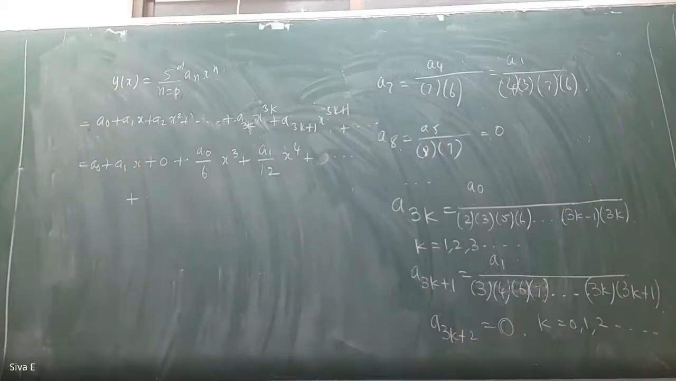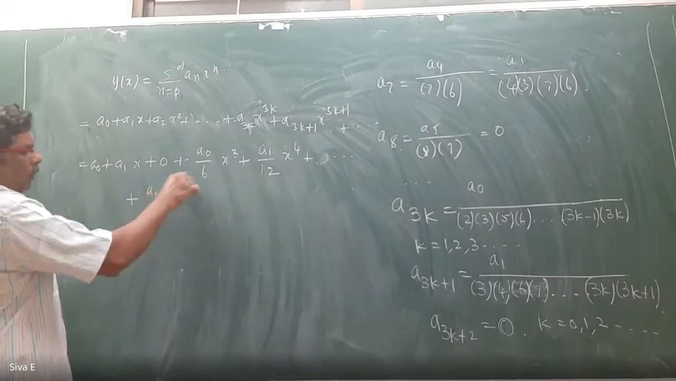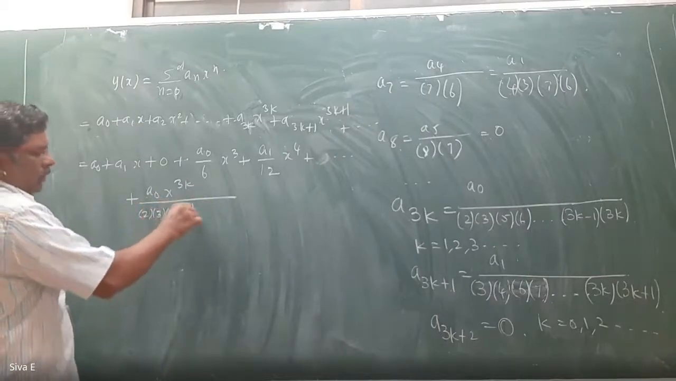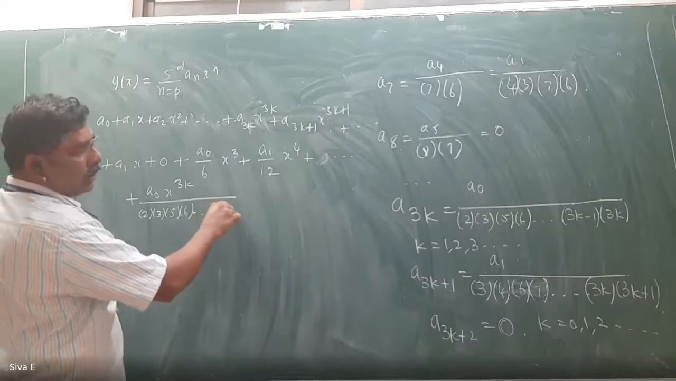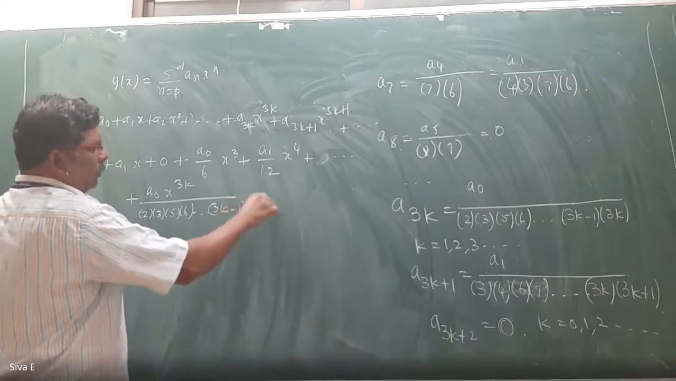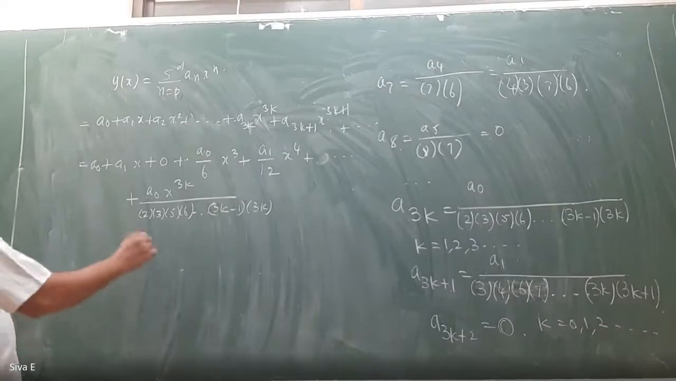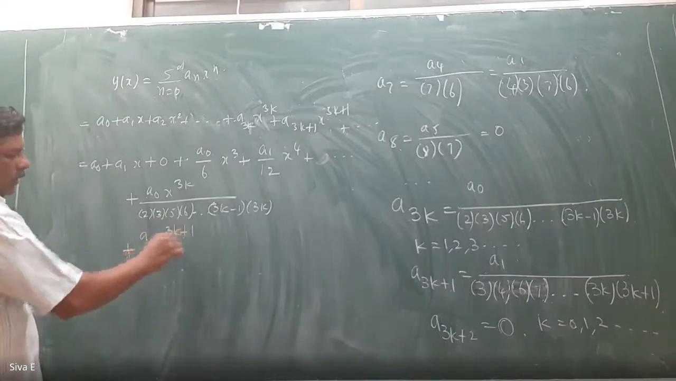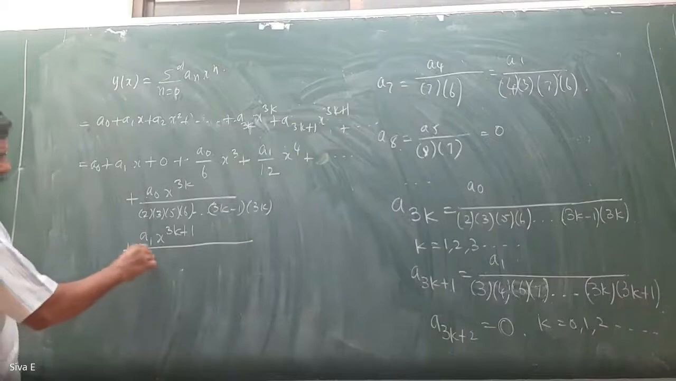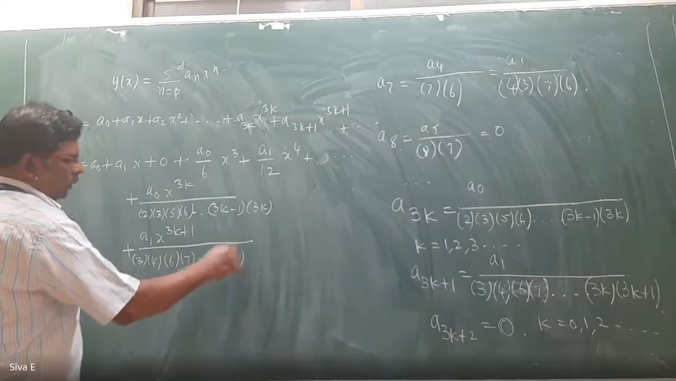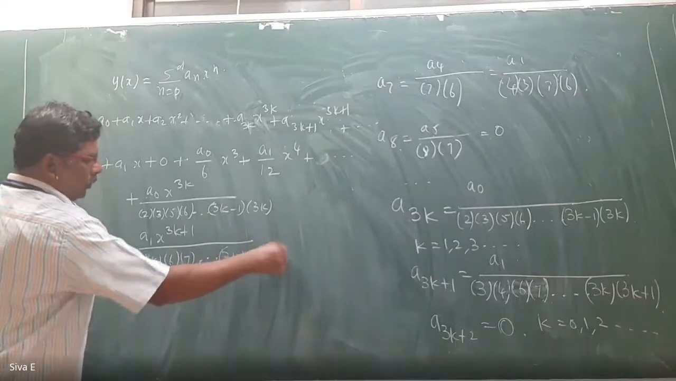Plus a naught x power 3k by 2 3 5 6 up to 3k minus 1 into 3k, plus a1 x power 3k plus 1 by 3 4 6 7 etc. 3k into 3k plus 1, plus x.